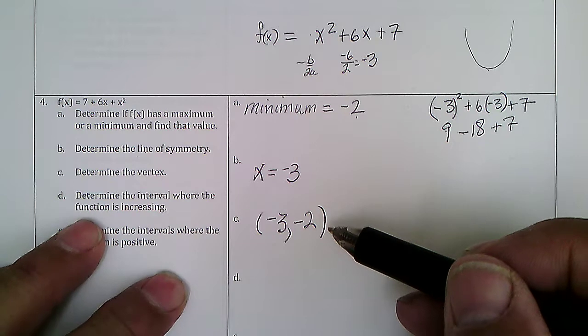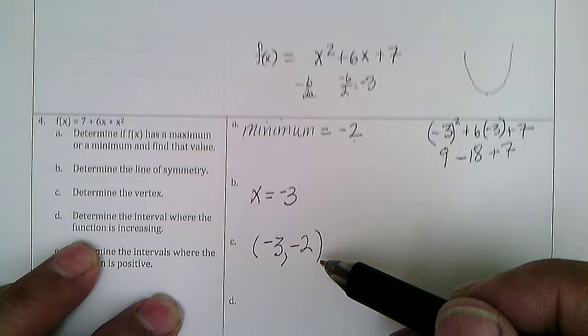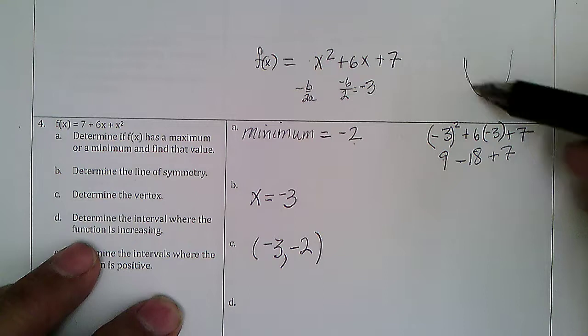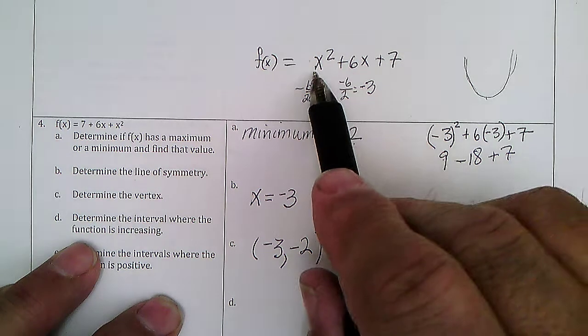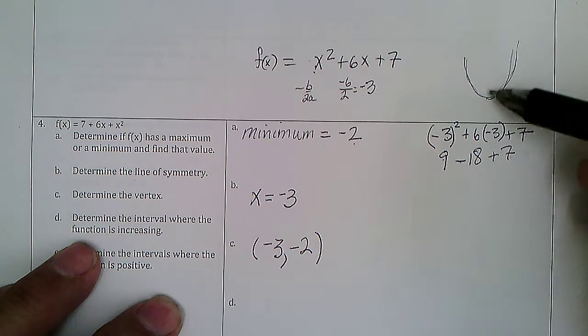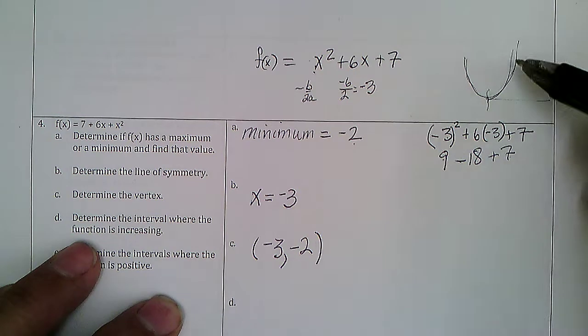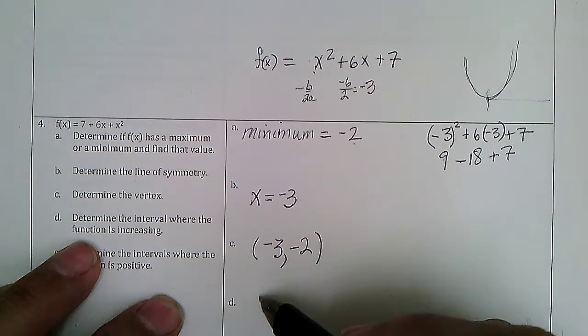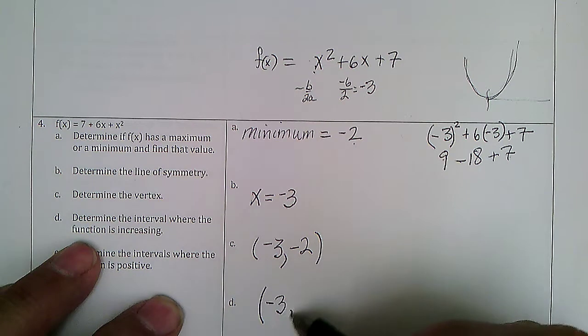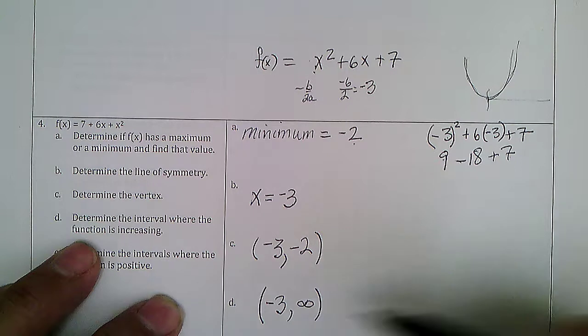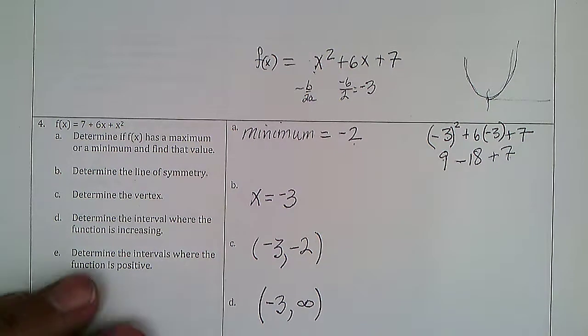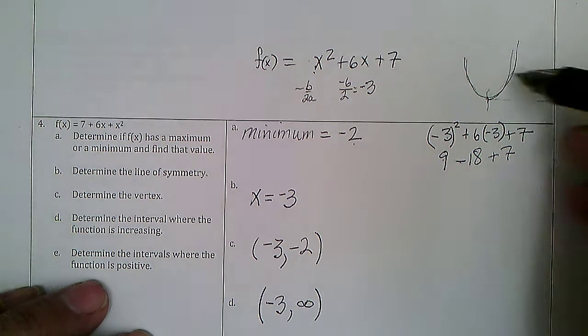D, when is this function increasing? Well, if it's a right-side-up parabola, it's increasing from the x of the vertex this way. So the x of the vertex is -3, never included, so it's minus 3 to infinity. This thing increases. And when is it positive?